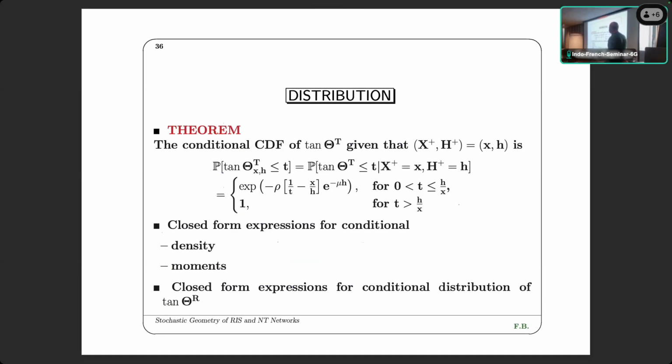But this is the conditional CDF of tangent theta t. We are more interested in psi t, right? The complement, given that the blocking building is at X and H. And we know the distribution of that, right? And this is the expression for that. It's again a very simple closed form. And you can uncondition that and look at the same for the reflective case as well.